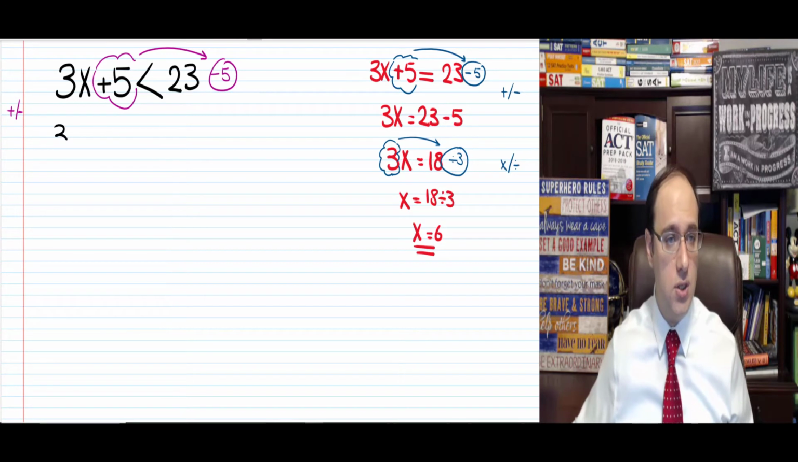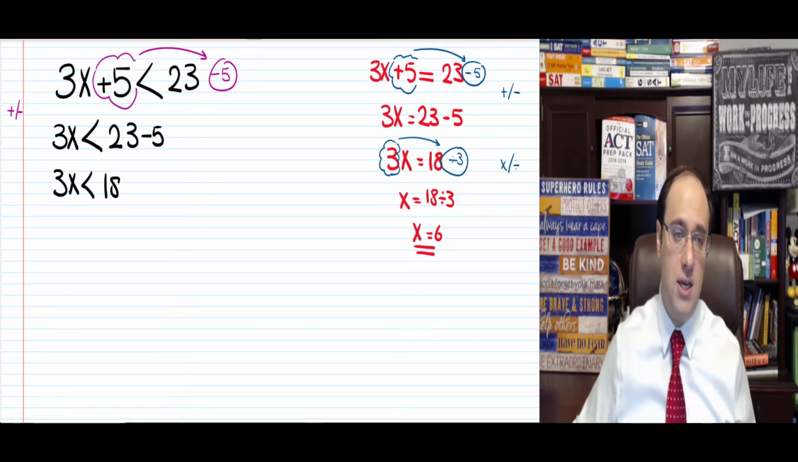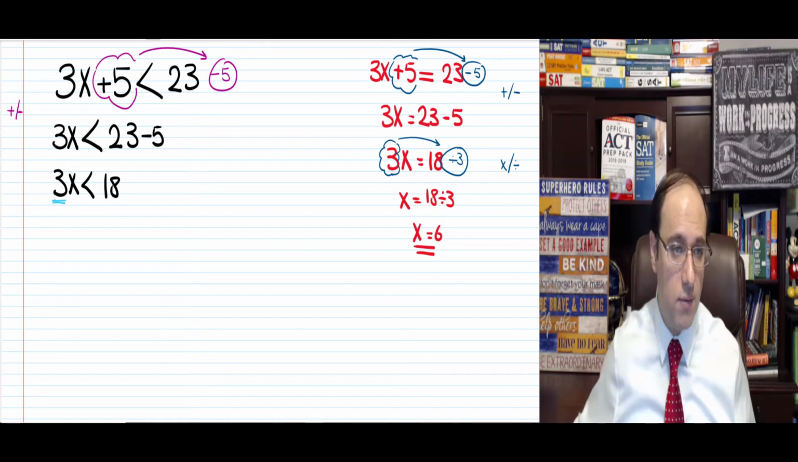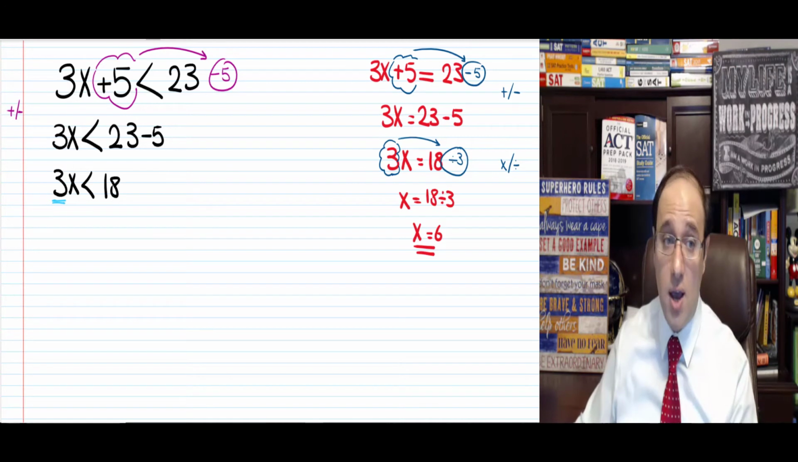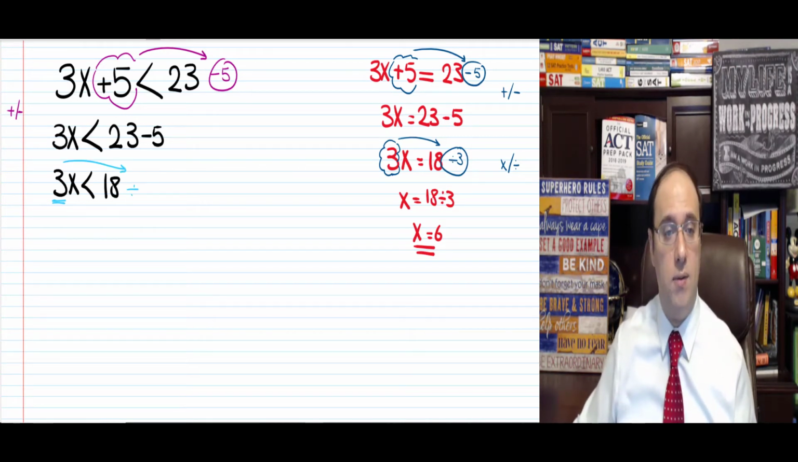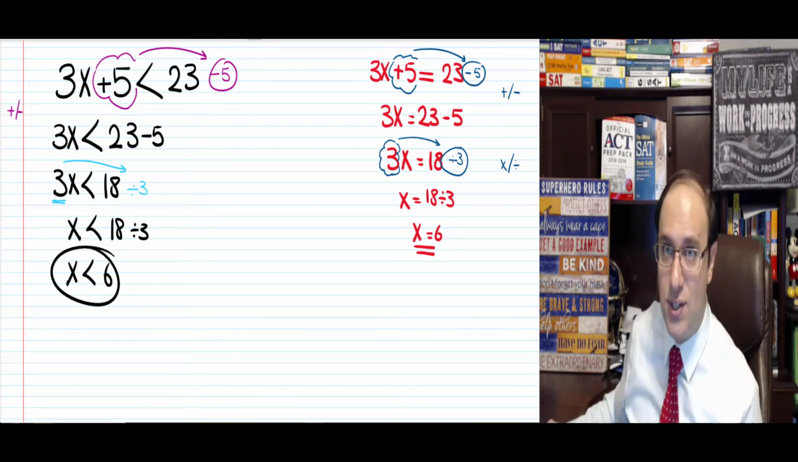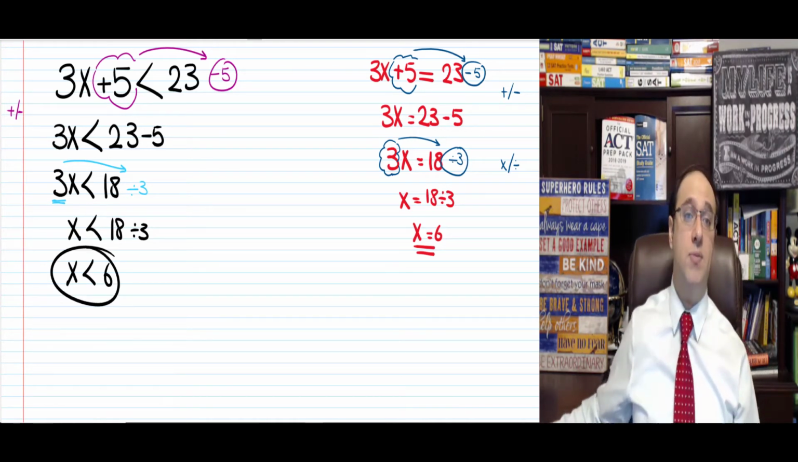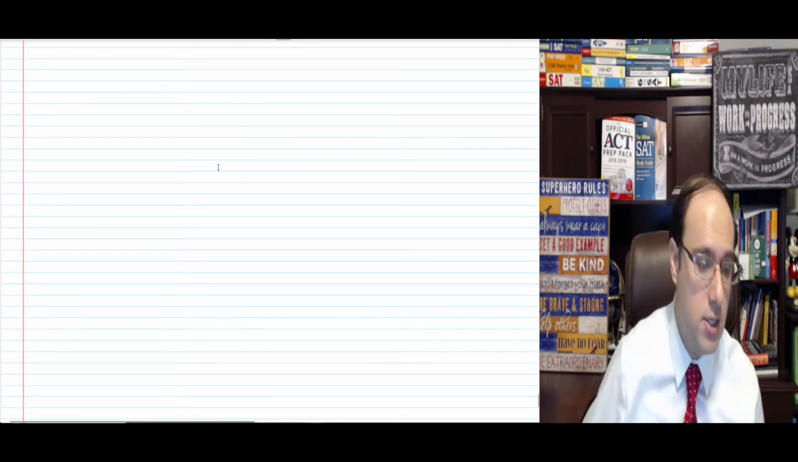Rewrite, please, because you need to be organized. 3x less than 23 minus 5. 3x is less than 18. Now we want to get rid of the 3 because we just want x by itself. 3x is 3 times x is x times 3, so it goes as divided by 3. Okay, this leaves us with x is less than 18 divided by 3, which means x is less than 6. Easy. Super easy. Okay, let's do one that's a little bit more difficult.